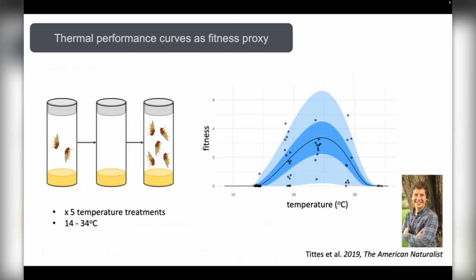Using these data, we then use a hierarchical Bayesian model that was developed by Silas Teitz and colleagues and published in 2019 in the American Naturalist. And this allows us to fit thermal performance curves for every population or species that we collect these measurements from. And the nice thing about the thermal performance curves is that hyperparameters you can extract from the curves provide useful information on a species or population's thermal biology.